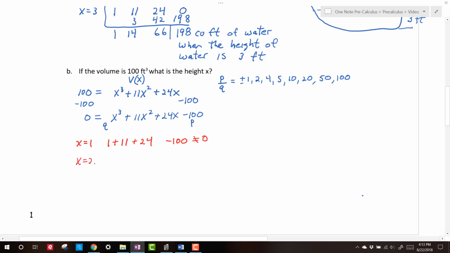So let's try 2. So this time I will synthetically divide. I'm pretty sure this is going to work. However, I could be wrong. We'll see.